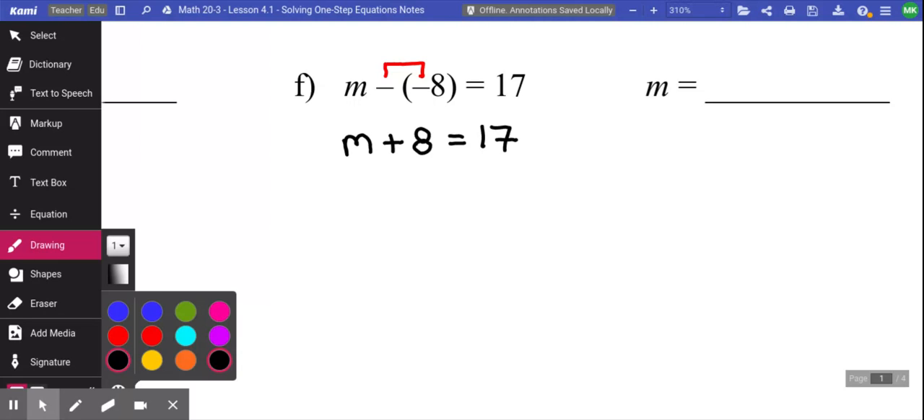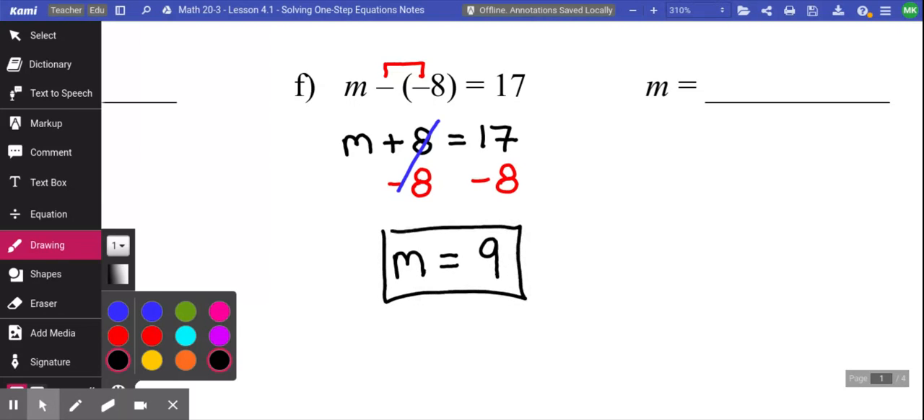If we want to move that 8 over, we do the opposite of adding 8. The opposite of adding 8 is subtracting 8. What you do to one side, you do to the other. So those 8s will cancel. I have an m on the left. 17 minus 8 is 9. So that's how you move numbers from one side to the other, right? You opposite operation them.